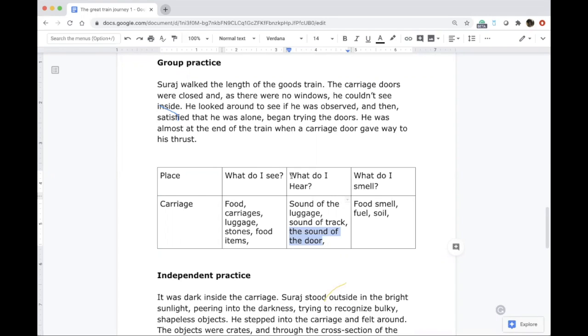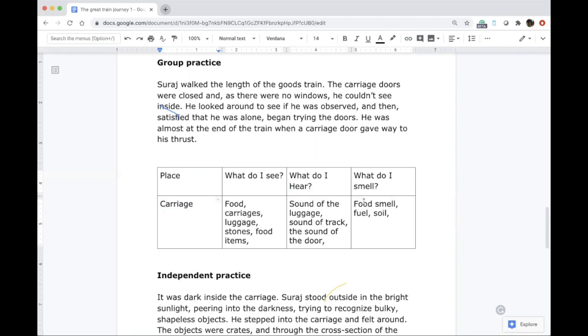Gokul, think, we are describing the carriage, right? We are not describing Suraj or anyone. We are describing the carriage and we are telling what you hear inside the carriage. So the sentence can be, I hear the sound of the door inside the carriage. Okay, you can tell that as an example.